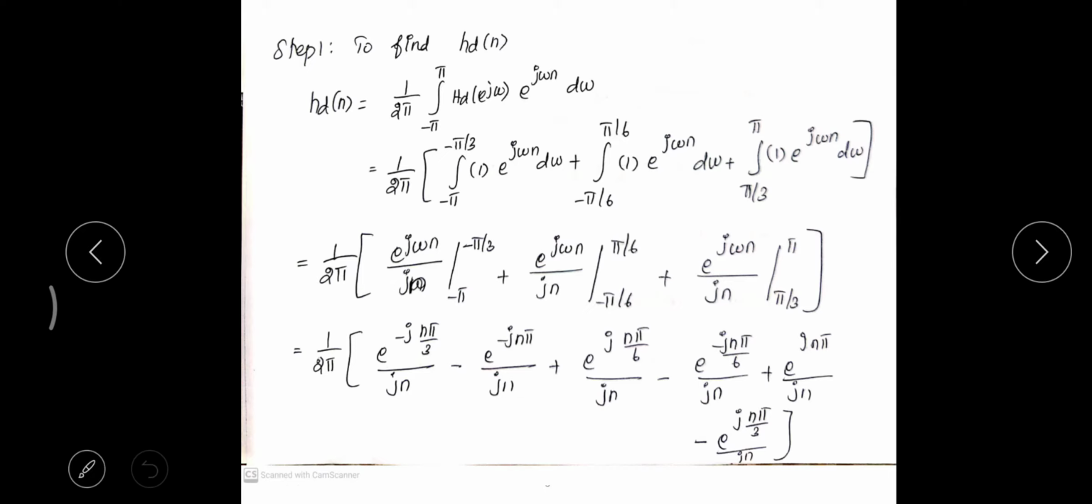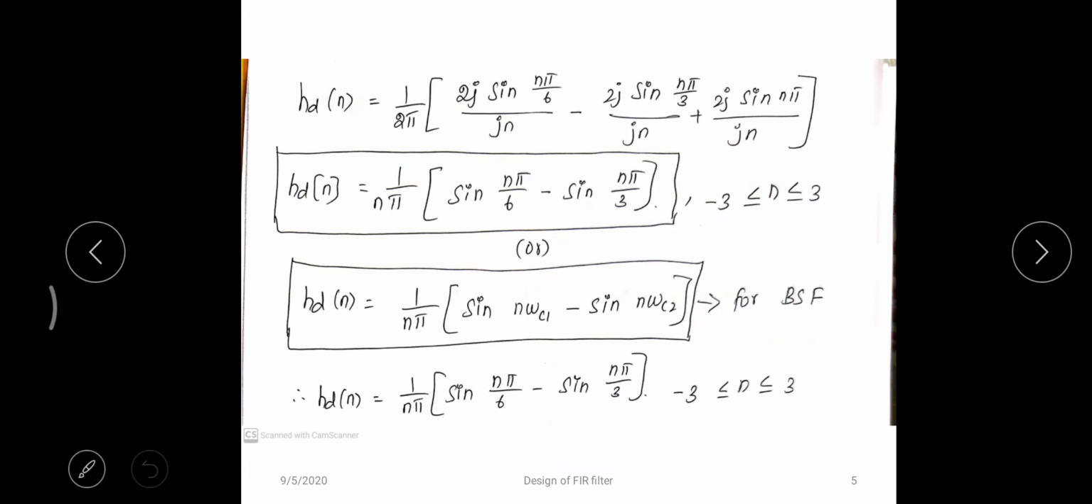Now we can substitute the upper limit as well as the lower limits. After substituting the upper and lower limits, we can group together. This looks like e power j theta minus e power minus j theta. As per Euler's theorem, this is nothing but 2j sin theta. That is 2j sin n pi by 6, and that's what I wrote here, 2j sin n pi by 6.